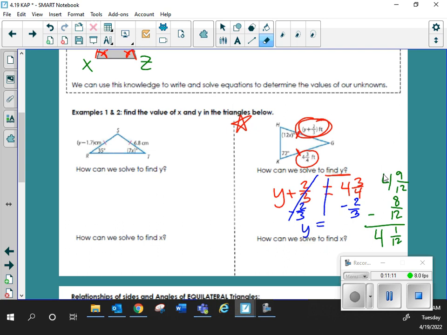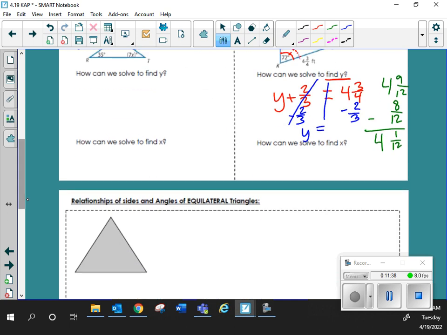Now we're going to solve for x. Is x talking about a side length or an angle measure? It's an angle measure because it's on the inside. Very good. Now, it doesn't tell me anything about those two angles, but we just talked about how the angles across from those two congruent sides are also going to be equal. So this one over here, this side, is equal to this one over here. So what can I write as my equation?